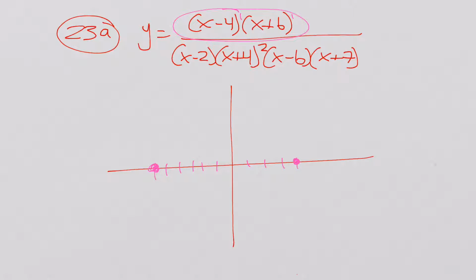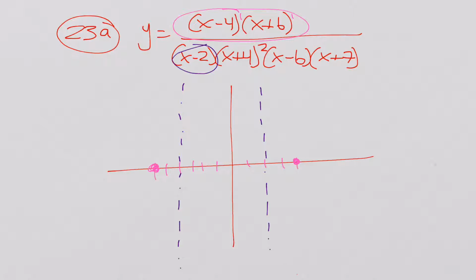Now, I have no common factors in the top or the bottom, which is why I have no holes. You should look for that first. But now just look in the bottom for vertical asymptotes. So x minus 2 will give me a vertical asymptote at positive 2. So I'll dash that in right there. X plus 4 will give me a vertical asymptote at negative 4. So we'll dash that in.